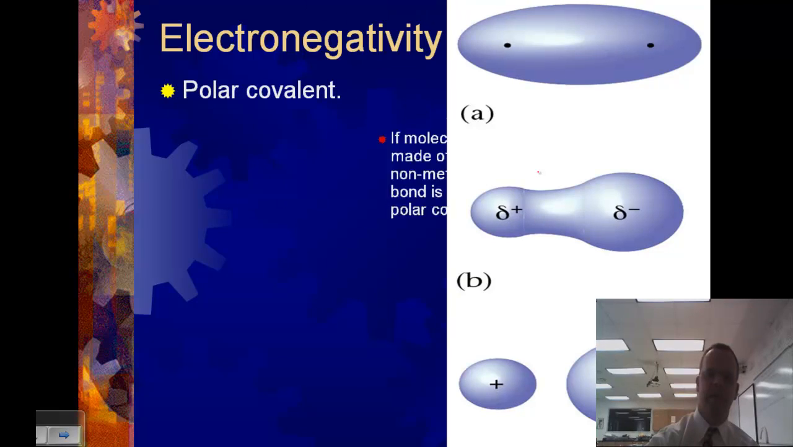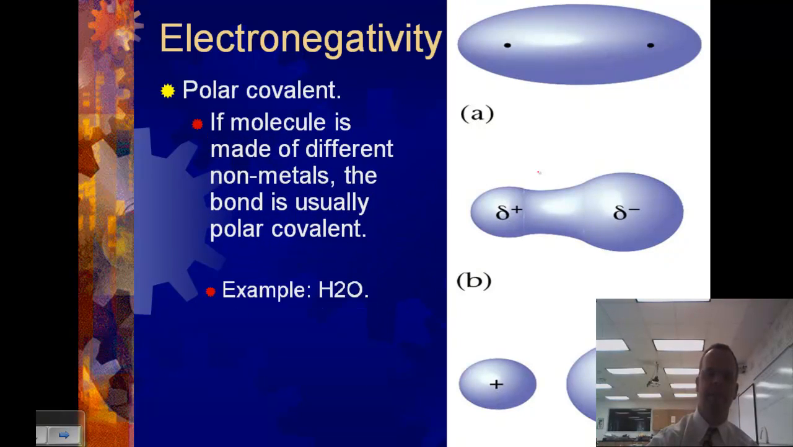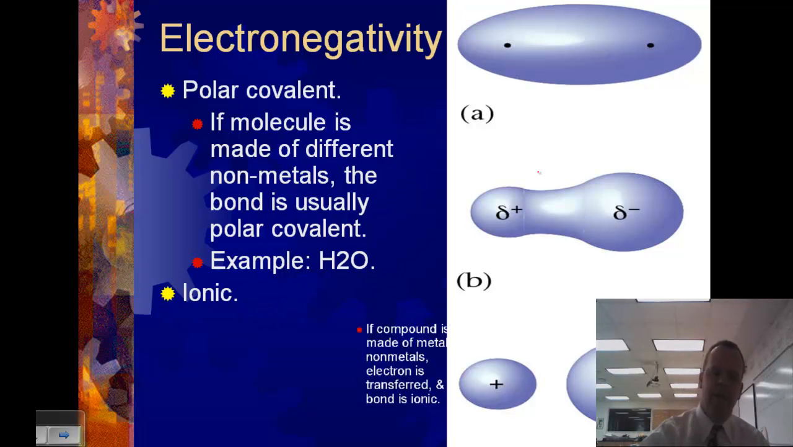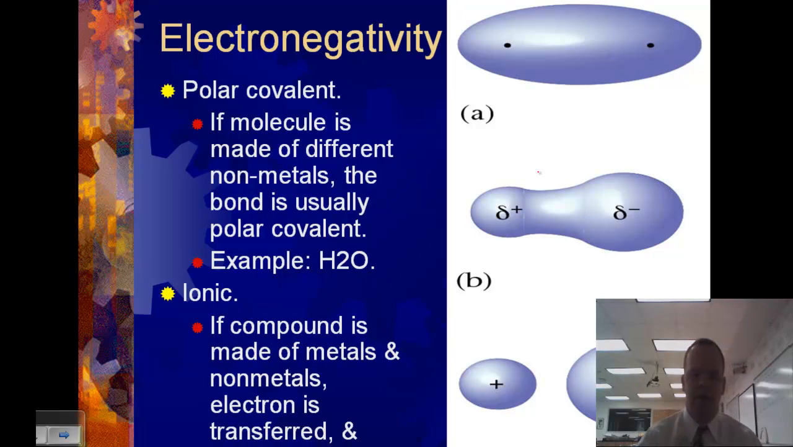Polar covalent is going to generally happen when we have two different nonmetals. For example, hydrogen and oxygen. Oxygen is more electronegative than hydrogen, so the electrons will spend more time around the oxygen, making it partially negative, and less time around the hydrogen, making that partially positive. Then ionic will generally occur when we have a metal with a nonmetal. So you're looking at opposite sides of the table, a large difference in electronegativity, and the electrons will be transferred.